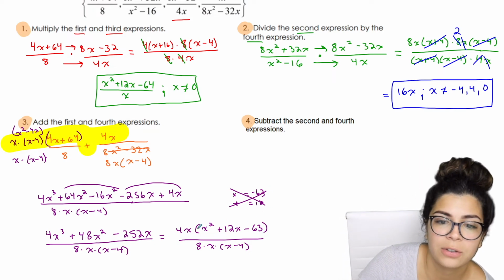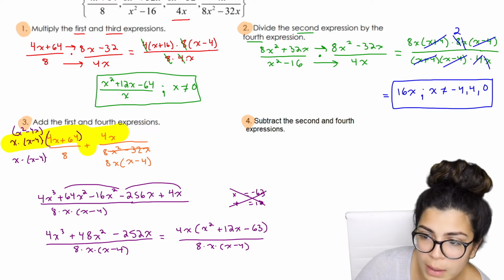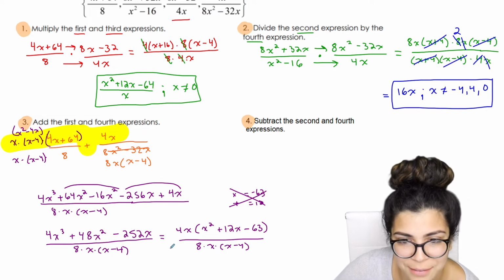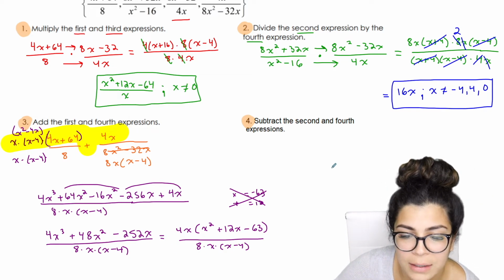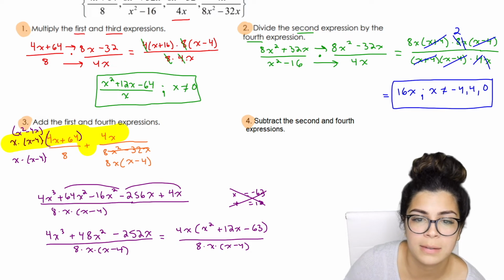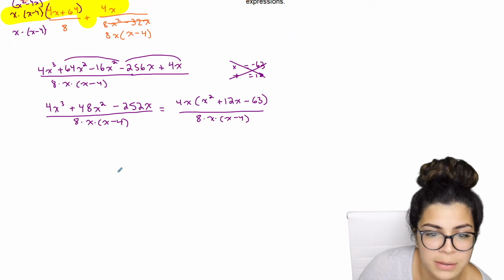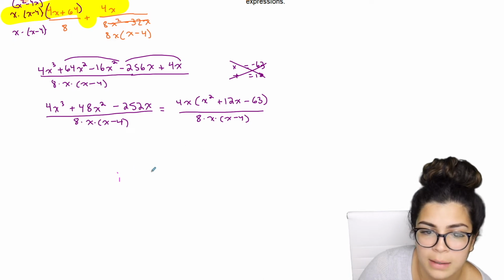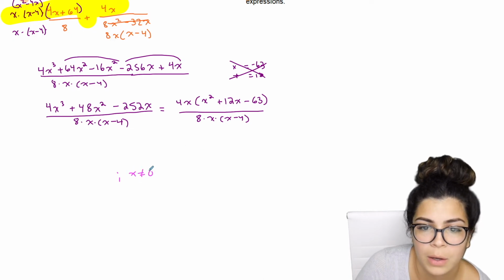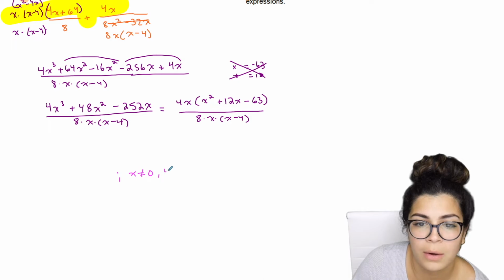So now that it's factored as much as possible, actually before I go ahead and cancel stuff out, let's go ahead and write the excluded values, because then I'll, again, forget those. So the excluded values, x cannot be 0, and x cannot be 4. Okay, now we can cancel out an x, and we can cancel out a factor of 4. 4 divided by 4 is 1, 8 divided by 4 is 2.